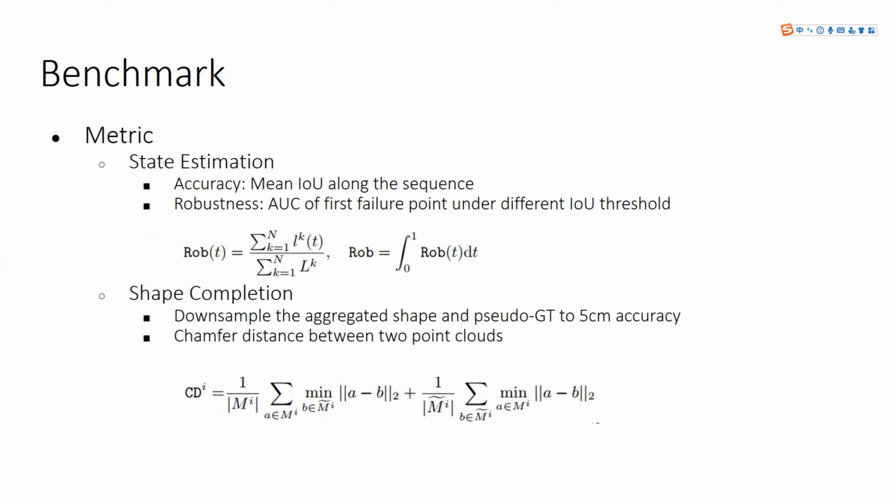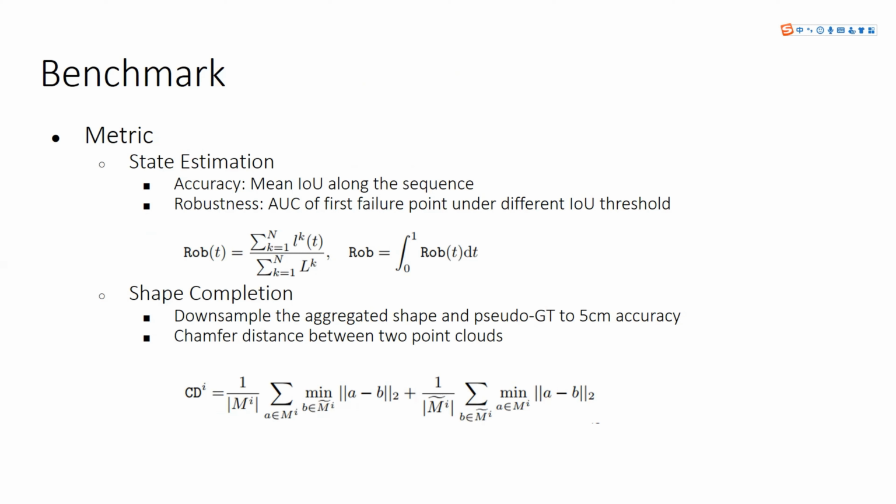The second is called robustness. Robustness calculates the first failure point at a different IOU threshold. We want the tracker to track the objects above an IOU threshold as long as possible. That's our goal. So we set different thresholds for the evaluation, and we find the first frame at which the IOU falls under that threshold, and this serves as another metric for the state estimation.